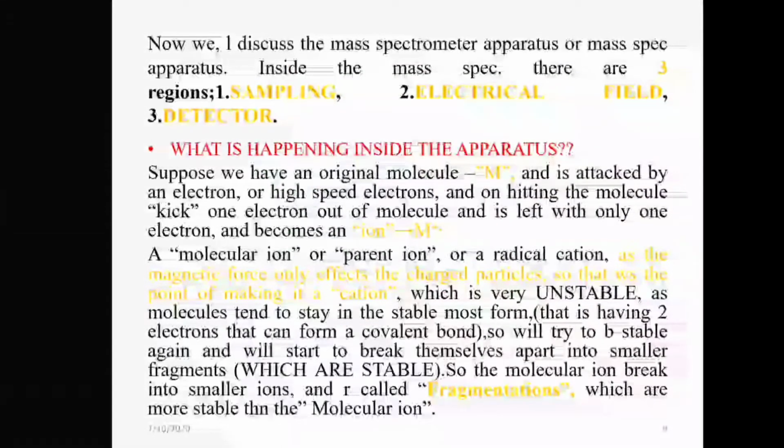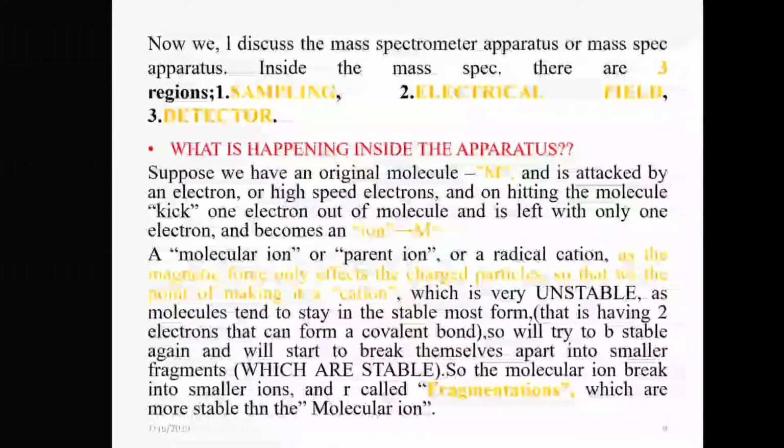Now we'll discuss the mass spectrometer apparatus, or mass spec apparatus. Inside the mass spec, there are three regions: sampling, electrical field, and detector. Now what is happening inside the apparatus? Suppose we have an original molecule M that is attacked by high-speed electrons, and on hitting the molecule, one electron is knocked out of the molecule, and it becomes an ion, that is M plus with an unpaired electron.